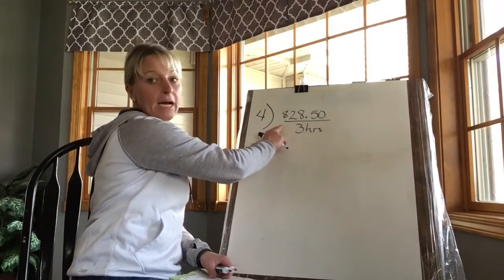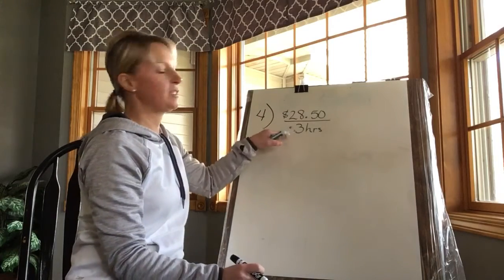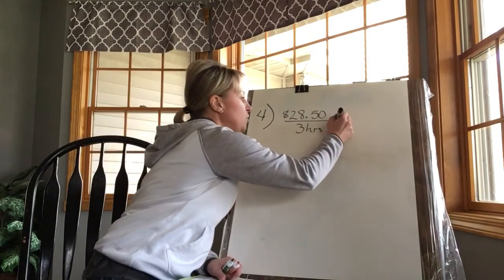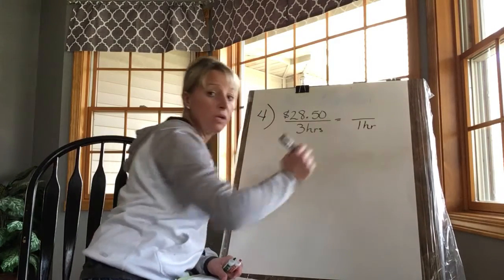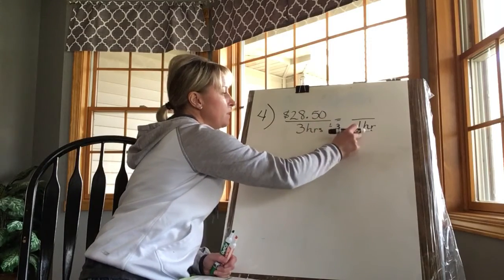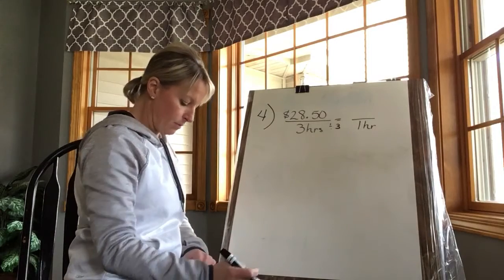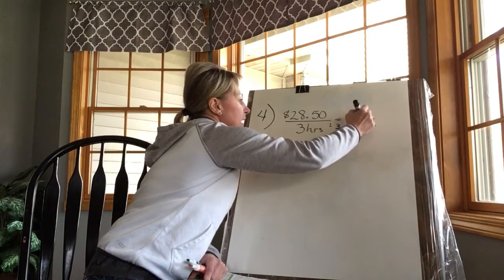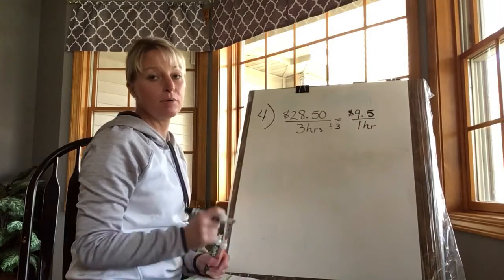So when we first set it up as $28.50 for 3 hours, I have to figure out how much that is an hour. So I have to change it all the way down to get 1 hour because I have to have it as a unit rate. So I had to take 3 divided by 3 to get 1, and $28.50 divided by 3 is $9.50. So she makes $9.50 per hour.